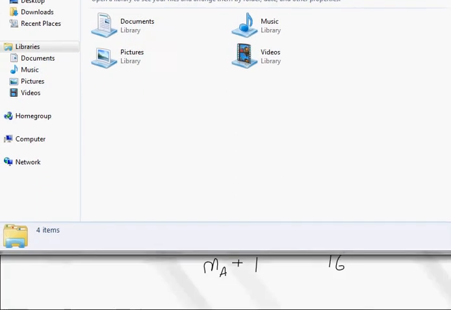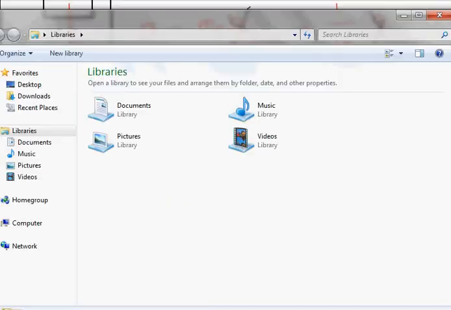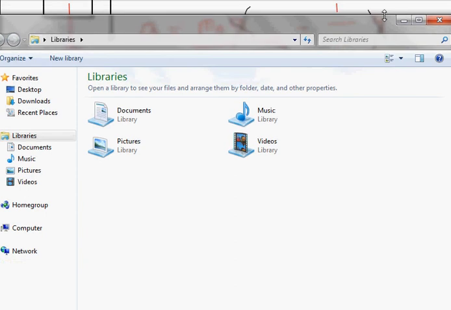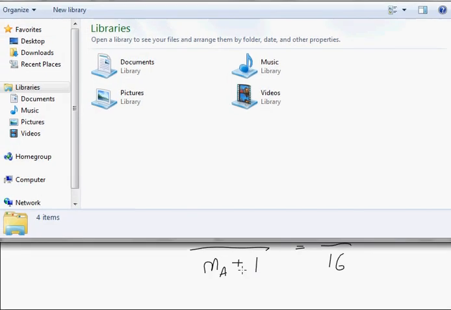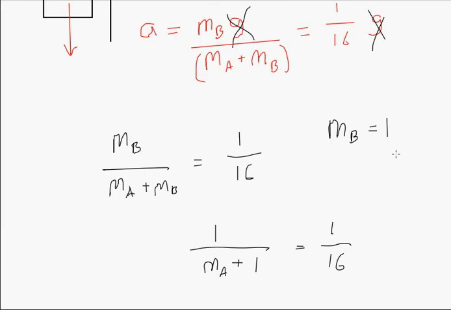And now we're going to say this. So once again, block this out. Now we have MA plus 1 equals 16. Think of that. All right, that's not too bad. MA plus 1 equals 16. Well, then therefore, MA must be 15. And so we know MB equals 1 kg and MA equals 15 kg.